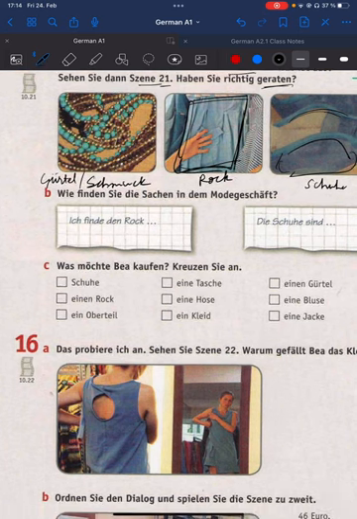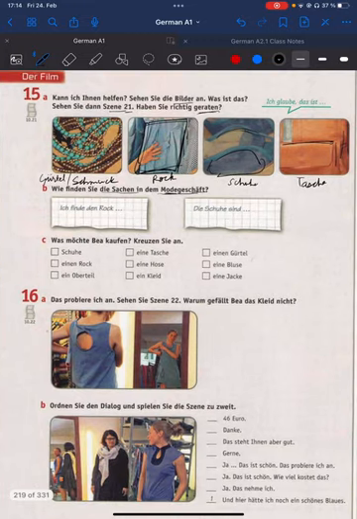Okay, wo finden Sie die Sachen in dem Modegeschäft? Okay, where do you find these things in a fashion store? So you can go inside a fashion store and there will be, like, ich finde den Rock in der Damenabteilung. Die Schuhe sind in der Schuhabteilung, and all these things.